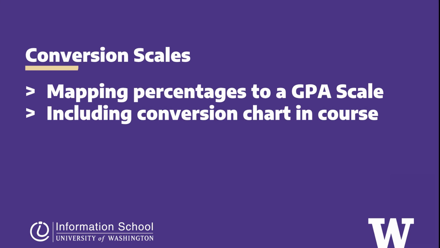As we know, Canvas calculates all grades as a percentage, and UW requires you to submit your grades using the GPA scale. The first thing that you have to consider is how you will map the Canvas percentages to equivalent GPA grades. With this in mind, you need to create a table that shows the Canvas percentage in one column and the equivalent GPA grade in the next column. It is highly recommended that you post this conversion chart somewhere in your course so students know how you will make the conversion from the Canvas percentages to the GPA equivalent.